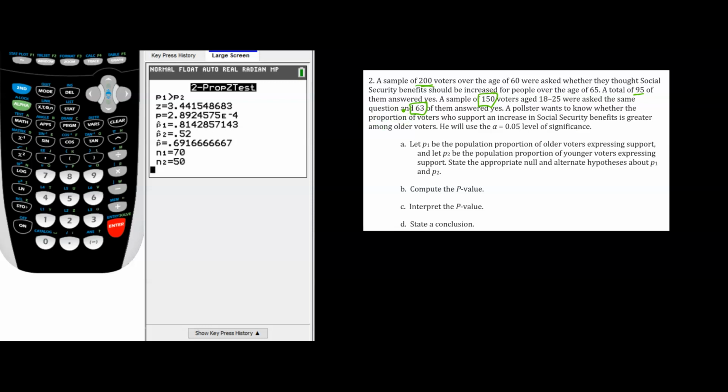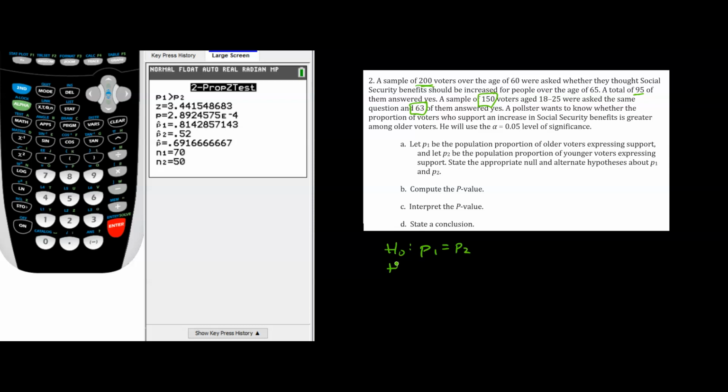It's really nice in the problems when we're given what's established as our group 1 and group 2. Sometimes we've seen that we have to do that on our own, but here it says let P1 be the population proportion of older voters expressing support, and let P2 be the population proportion of younger voters expressing support. So let's state our hypotheses given that. Our null hypothesis is going to be that there is no difference. In other words, P1 is equal to P2.